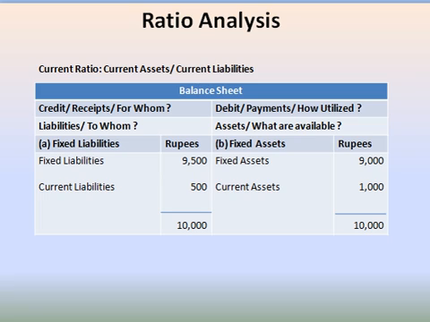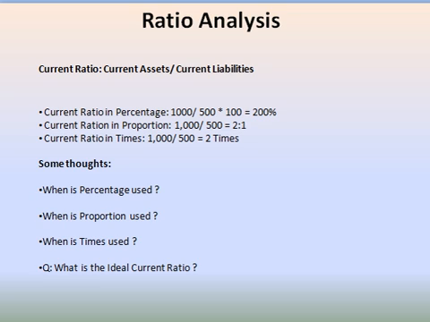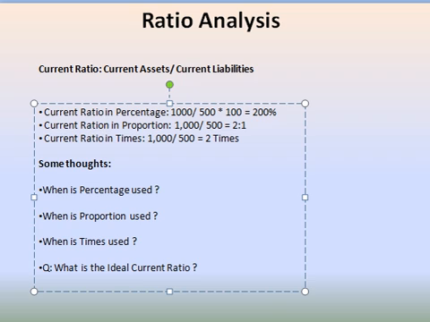So current ratio in percentage is nothing else but your current assets, which is 1000 rupees, divided by 500 rupees, which is current liability, multiplied by 100. So this gives us 200%. Current ratio in proportion. So this is not ratio but ratio in proportion. I just corrected it again. So current ratio in proportion is equal to current assets, which is 1000 rupees, divided by 500 rupees. What does this tell us? It tells us that the current ratio is 2:1. What is the current ratio in times? It's again current assets by current liabilities, which tells us that it's 2 times. So I just want us to think about the simple example.